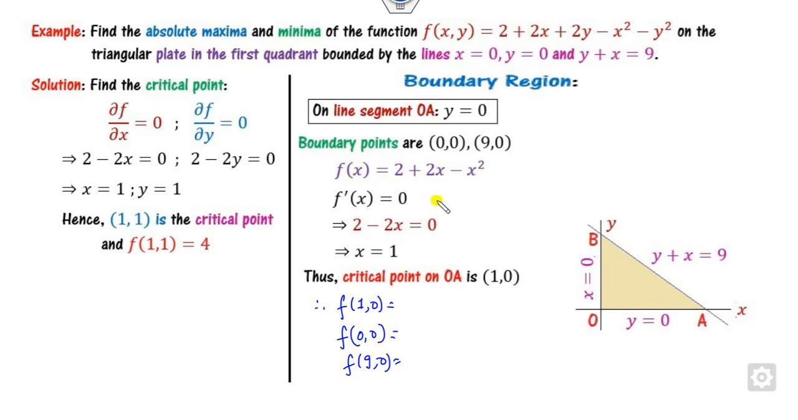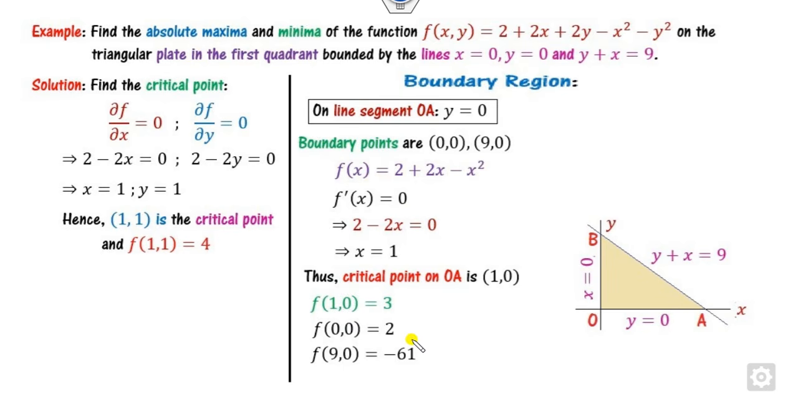We can compute this value. Either you can substitute here or else you can simply substitute in here. You can get the right answer in a quick manner. So at 1 it will be 3, at 0 it is 0, and at 9 it is 2 plus 18 minus 81. So we can substitute, and we can get this. So this is about the line OA.